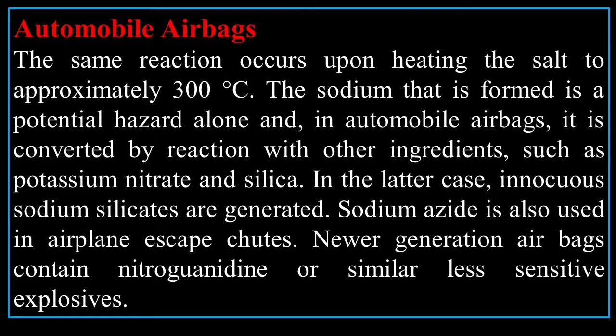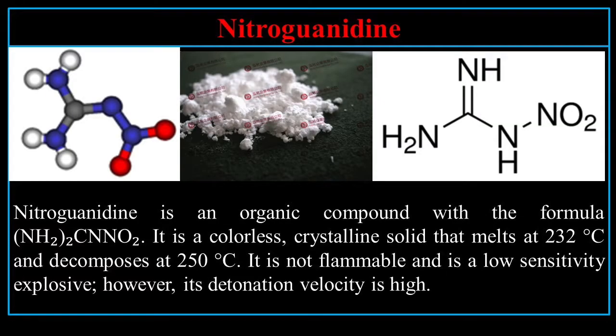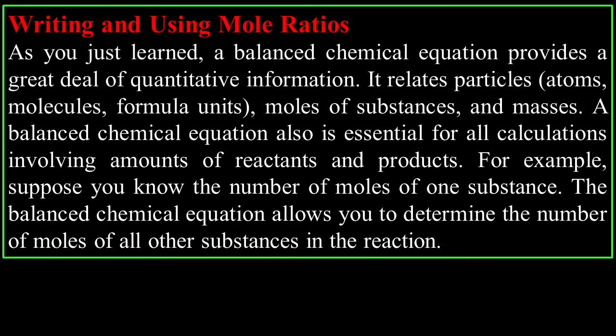The main thing would have to be that they would have to be able to produce enough gas. Nitroguanidine is an organic compound with the formula NH2, two of them, CNNO2. It is a colorless crystalline solid that melts at 232 degrees Celsius and decomposes at 250 degrees Celsius. It is not flammable and is a low sensitivity explosive. However, this is key, its detonation velocity is high.